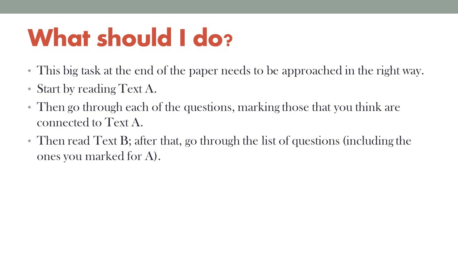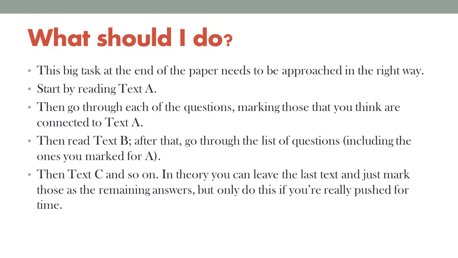Then go to text B and do the same. Read text B, and then go back through the list of questions. But also do have a look at the questions you've already marked as belonging to text A, because you might have made a mistake. Then repeat that. In theory, let's say you have text A, B, C, D and E. If you simply don't have time, do the first 4. And then if you've got everything right, whatever's left will belong to the final text, and you can simply mark those answers. So if you're down to the last few minutes and you're really in a panic, just do that. Do the first 4 texts and leave the last one, or whichever one you haven't done. The answers then should go there.